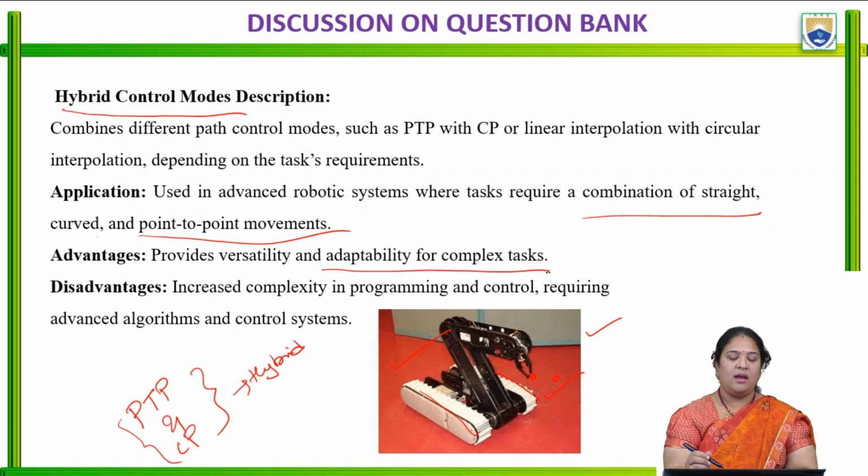It is very adaptable for complex tasks and it is also versatile to use. The disadvantage is that it is very complex in programming and controlling and requires advanced algorithms and a control system, because it is a combination of both control systems. So the programming is complex, and it requires a more advanced control system and advanced algorithm to be inserted in the robot to perform two tasks simultaneously.